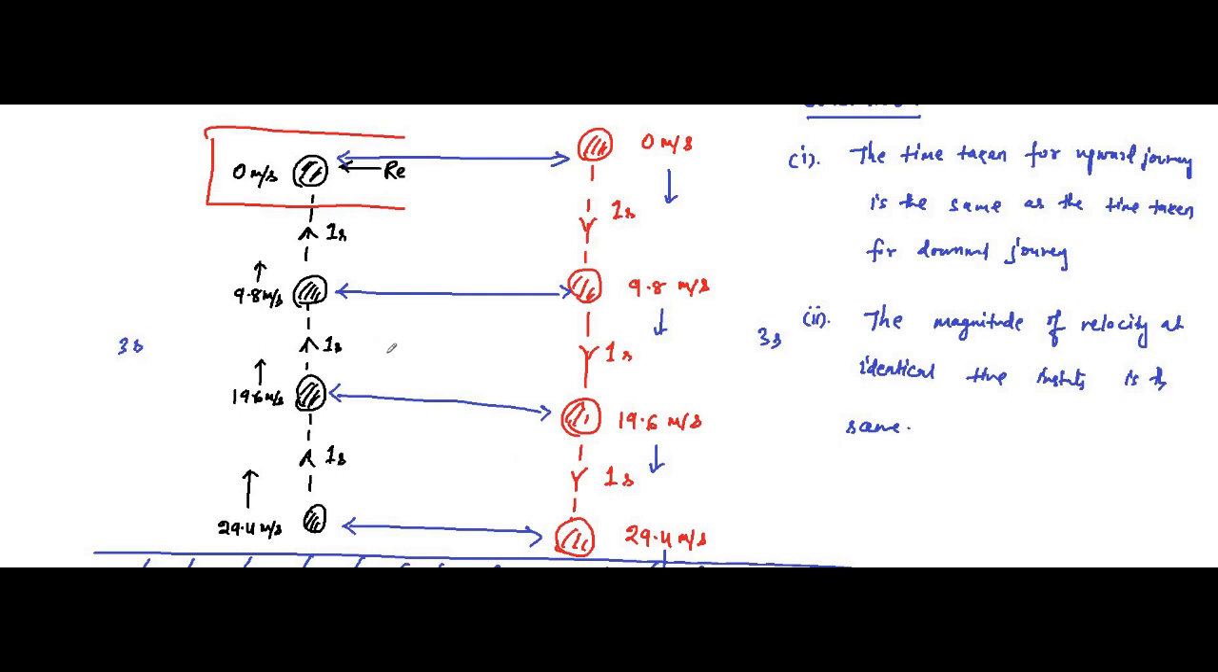Here it is 19.6 meters per second upwards during the upward journey. Here it is 19.6 meters per second downwards. Here it is 9.8 meters per second upwards. Here it is 9.8 meters per second downwards. Here it is 0, here it is 0. Rest. From here it starts the downward journey, and during the upward journey here it comes to rest.